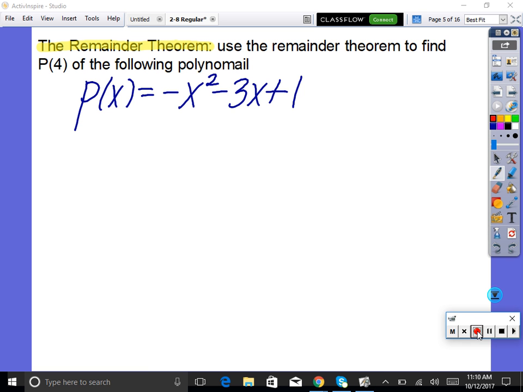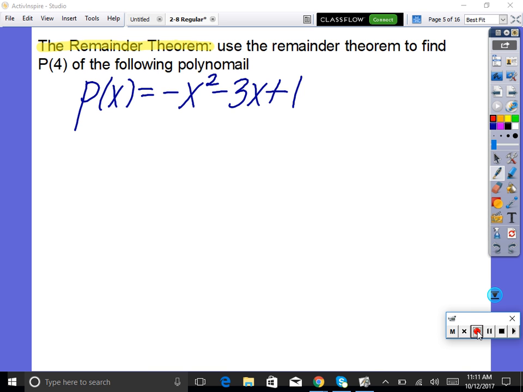Okay, try this one, because seeing it once isn't enough. Go for it. Because on the test you don't want to be like, what the heck, we're not going to practice this again, because it's such a dead giveaway. Use the remainder theorem to find P of 4 of the following polynomial. Isn't that basically a quick way of finding what the remainder is? Didn't we just talk about that? You can plug it in, or you can do it by synthetic division.